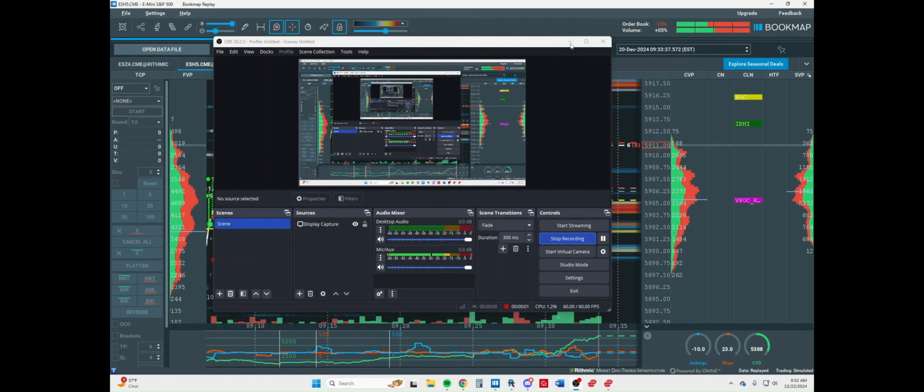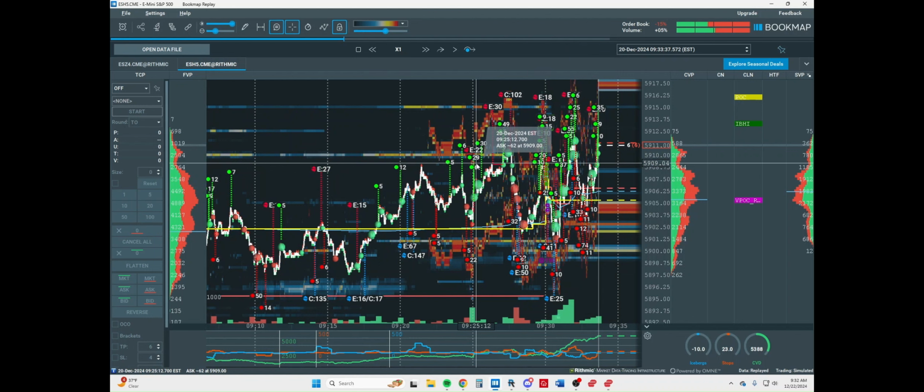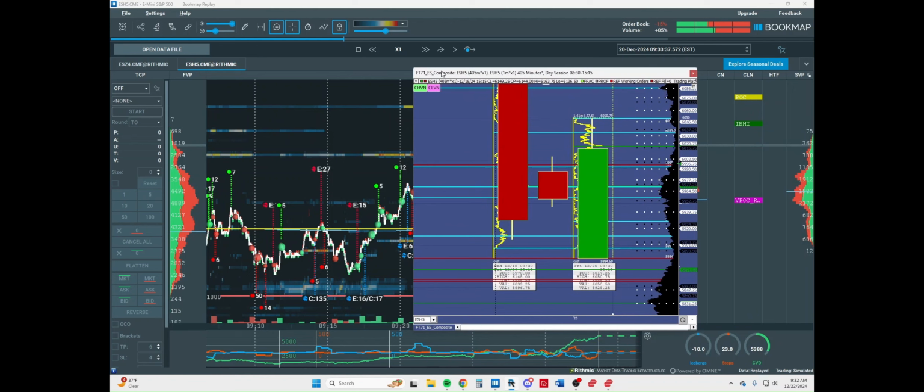Good morning, fellow ES traders. This is the weekend deep dive. So we'll start with some of the tools I use. I use Investor RT, which is a pretty robust tool. But typically, this is where I start.